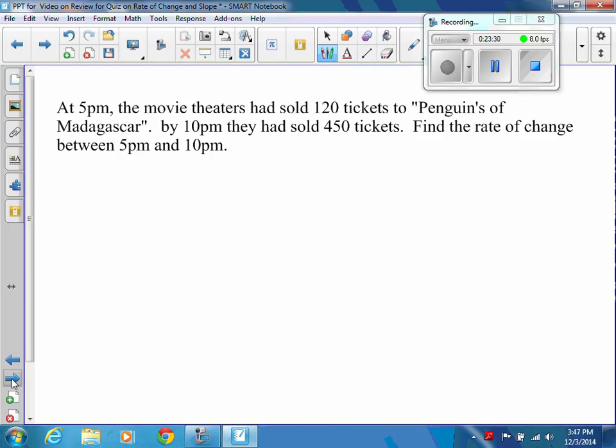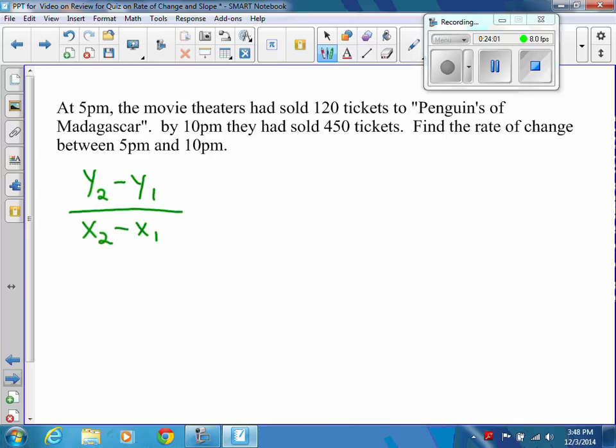At 5 p.m., the movie theater had sold 120 tickets to Penguins of Madagascar. By 10 p.m., they had sold 450 tickets. Find the rate of change between 5 p.m. and 10 p.m. Okay, first of all, I need to use my formula. So tell me the formula we're going to use. y2 minus y1 over x2 minus x1. That's the first thing. So I need some ordered pairs here.